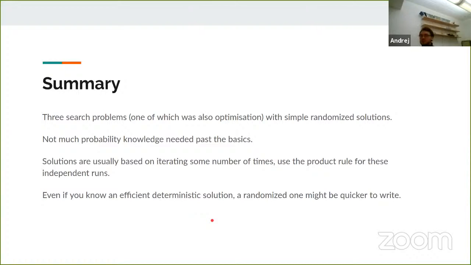Even if you know an efficient deterministic solution, there is value in using a randomized solution because it could be quicker to write, it might have a very good probability of working, and you never know exactly how bad of a constant factor you might have in your deterministic solution. And I'll leave you with this thought. A complicated deterministic solution is less certain to work than a simple randomized solution with a good success probability.